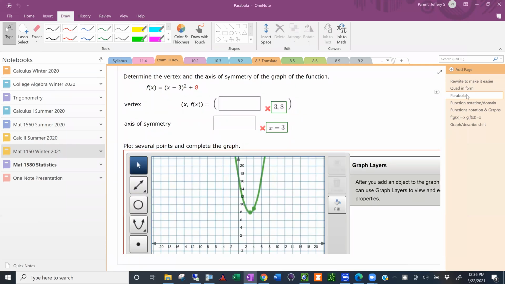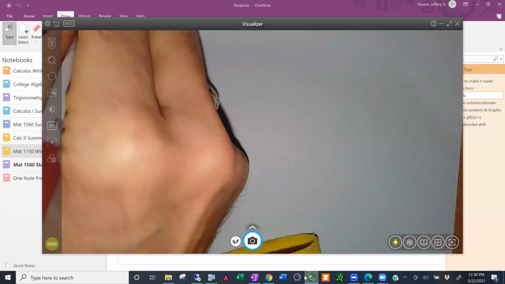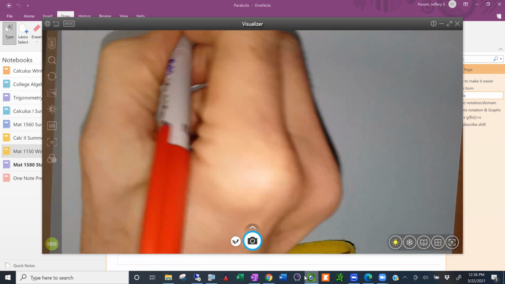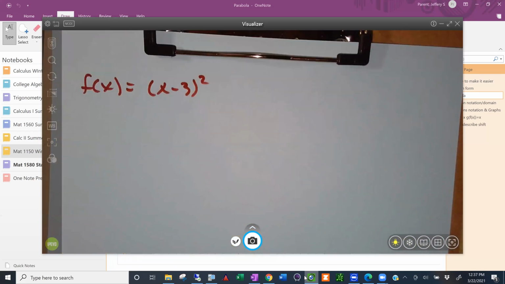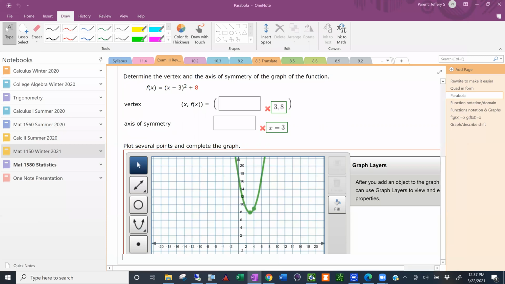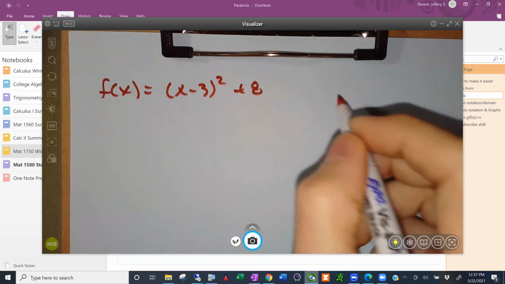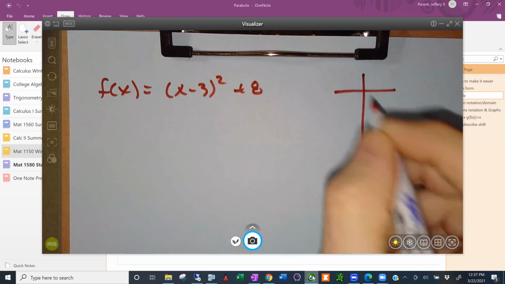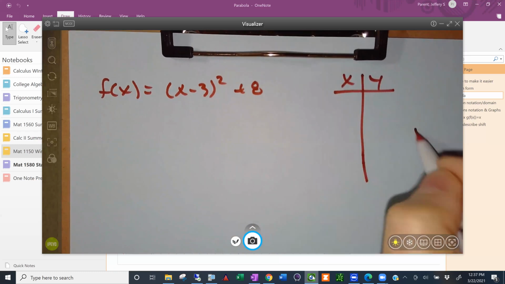Parabolas. You should be able to graph these things. And in particular, you should be able to tell me what the vertex is and the axis of symmetry. So let me copy this one down here. f of x is x minus 3 squared plus 8. So I'm going to do things on a little t-table here, and I'm going to put the vertex kind of in the middle.